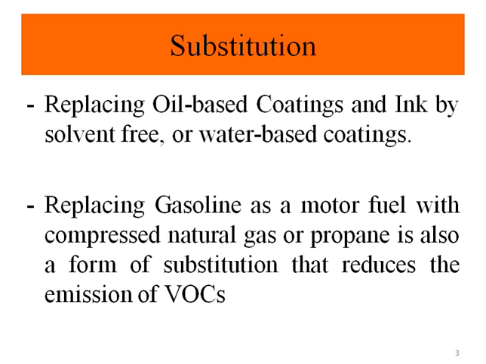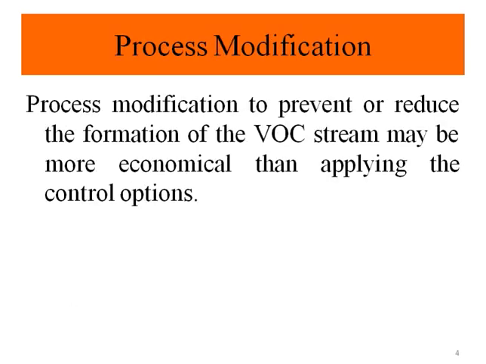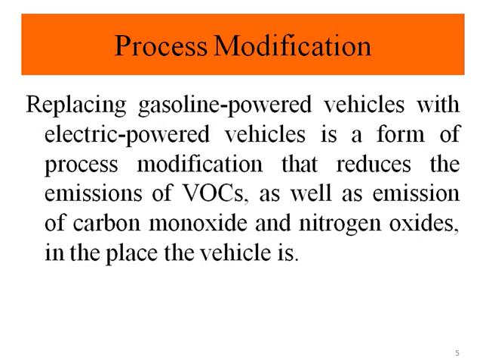Another type of this kind of control by prevention is process modification. Process modification to prevent or reduce the formation of a VOC stream may be more economical than applying the control options. For example, replacing gasoline powered vehicles with electric powered vehicles is a form of process modification that reduces the emission of VOCs as well as emission of carbon monoxide and nitrogen oxides in the place the vehicle is.